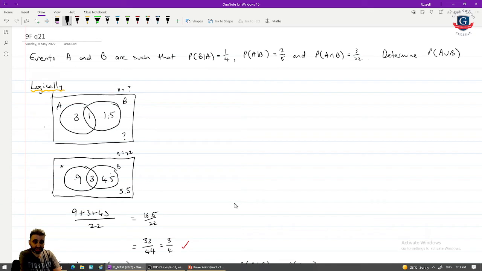Events A and B are such that the probability of B given A equals a quarter, and the probability of A given B equals 2/5, and the probability of the intersection of A and B is 3/22, and we want to find the union of A and B.